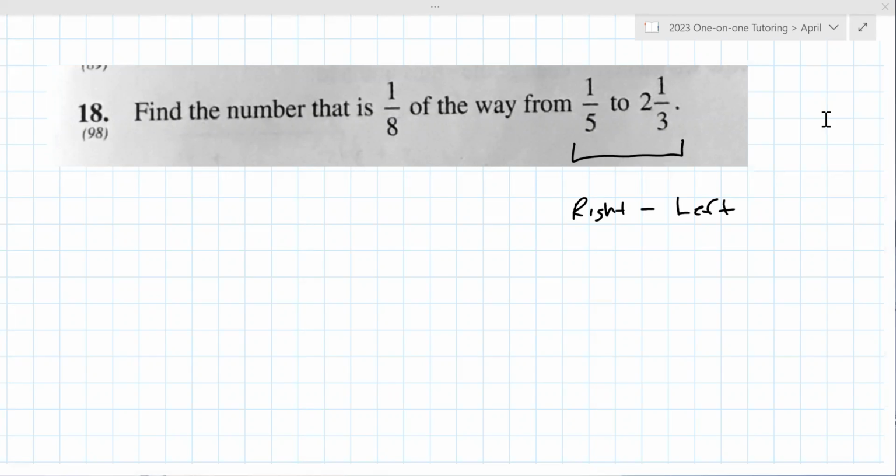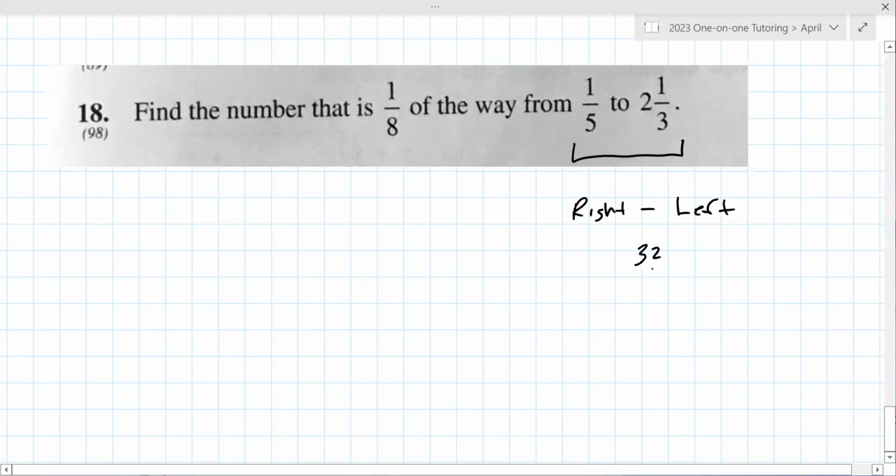Okay, and then I'm gonna multiply it by 1/8, right? Well, hang on. Give me your difference there. 32 divided by 15. Yes, and you need to find 1/8 of, in math, of means multiply. So that works out nicely in terms of cancellation with the numerator. So that's 4/15. Okay, so that's the 1/8 of the way.